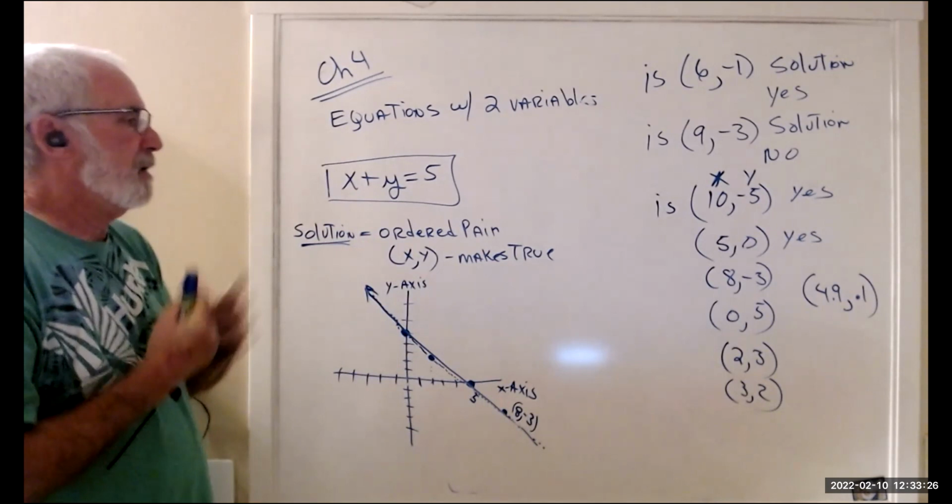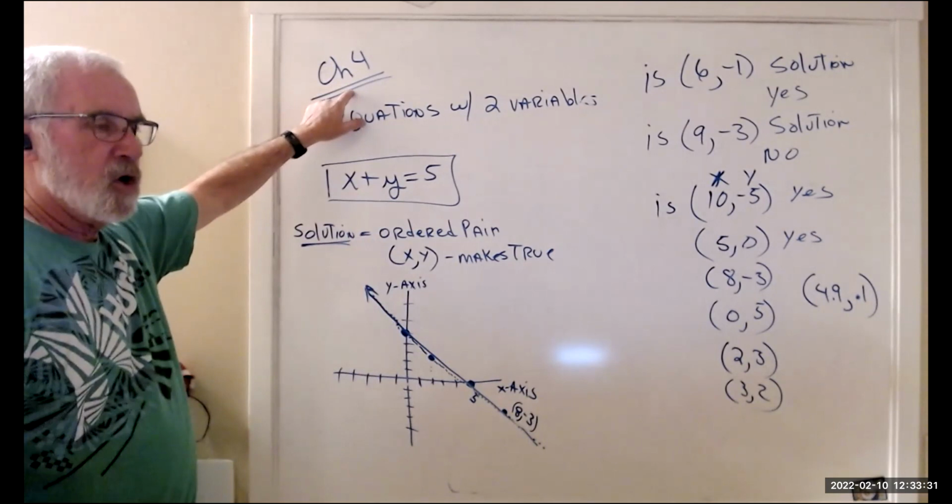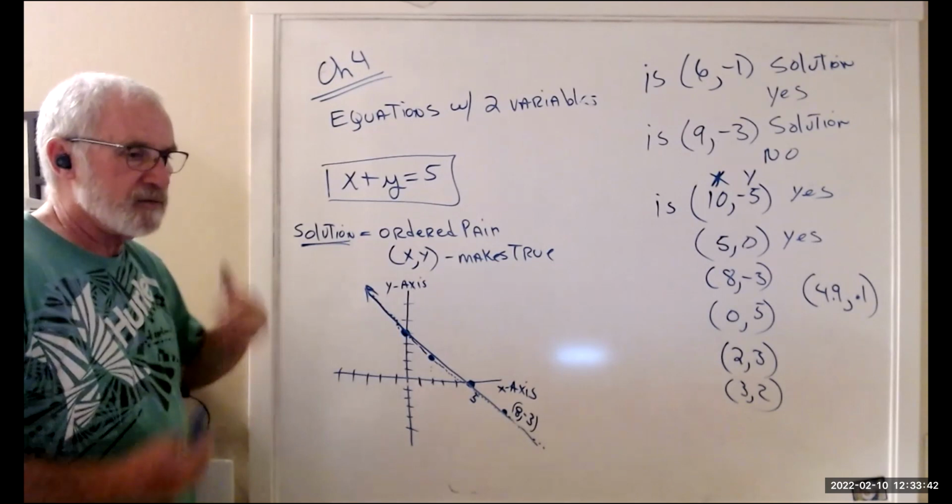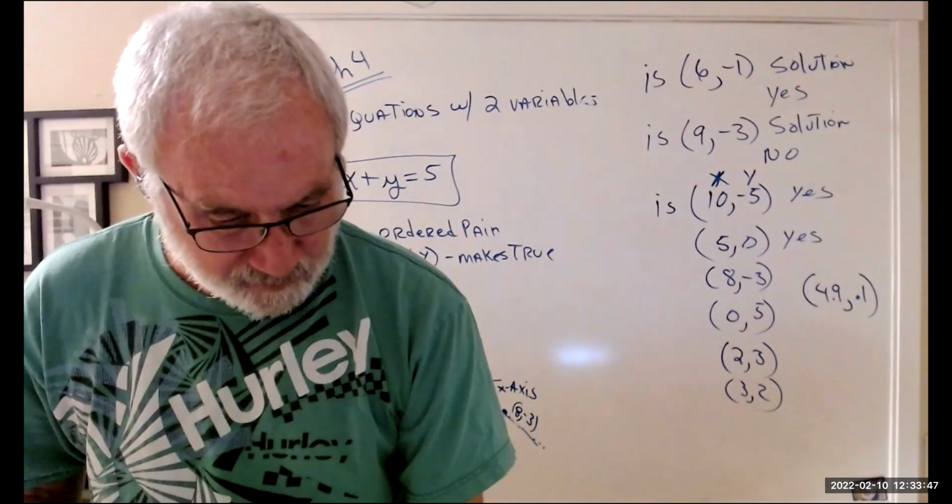That, in a nutshell, is what we're going to be studying in chapter 4. We're going to be studying equations of two variables and their graphs. And how do you graph them quick? How do you graph them fast? And some other information about it.